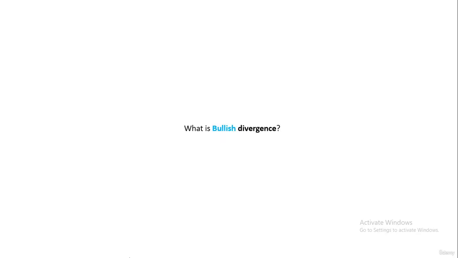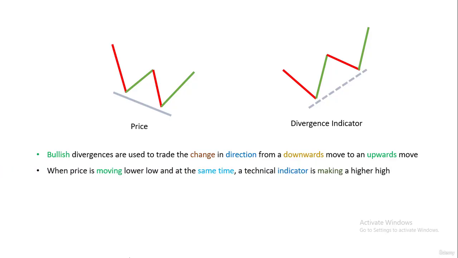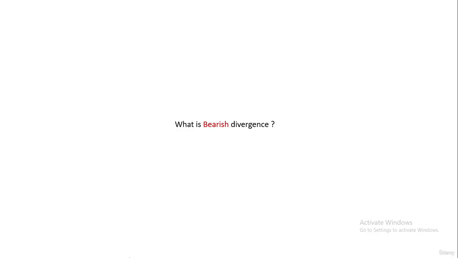So what is bullish divergence? Bullish divergence is used to trade the change in direction from a downward move to an upward move. When price is making a lower low, at the same time, a technical indicator is making a higher high, and hence the indicator is not following the price down, suggesting the move lower is losing momentum, resulting in a possible move higher.